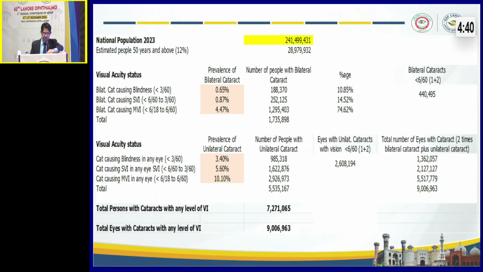So this is a very simple tool. I wanted to share these things so we can plan our activities and our outreach, and we can train our human resource according to this.